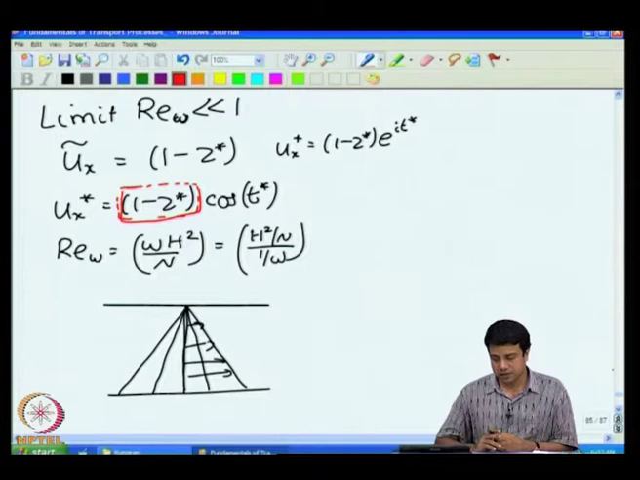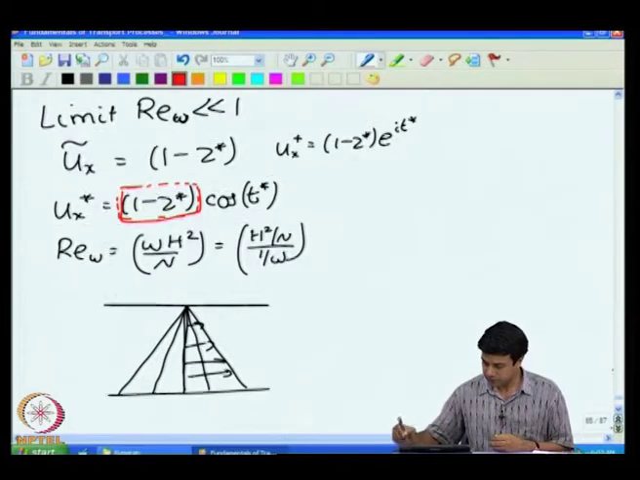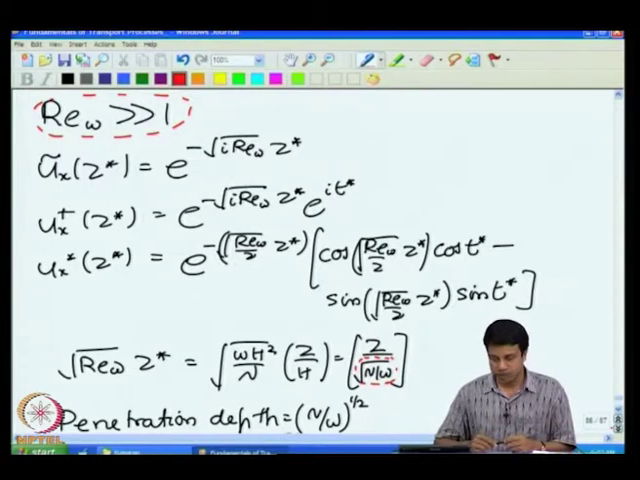That is restricted to the case where the time required for momentum diffusion is small compared to the period of oscillation. The opposite case, when Re omega is large compared to 1, we saw that there is an exponential decay in the velocity field into the fluid. That decay takes place over a length scale which is approximately square root of nu by omega.